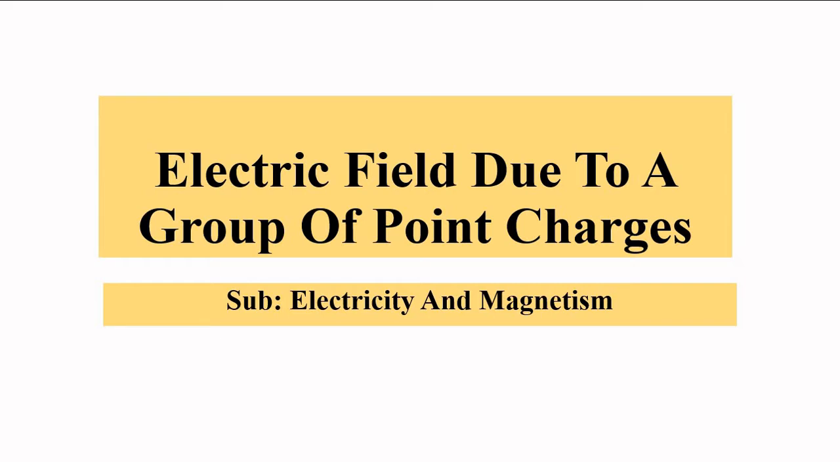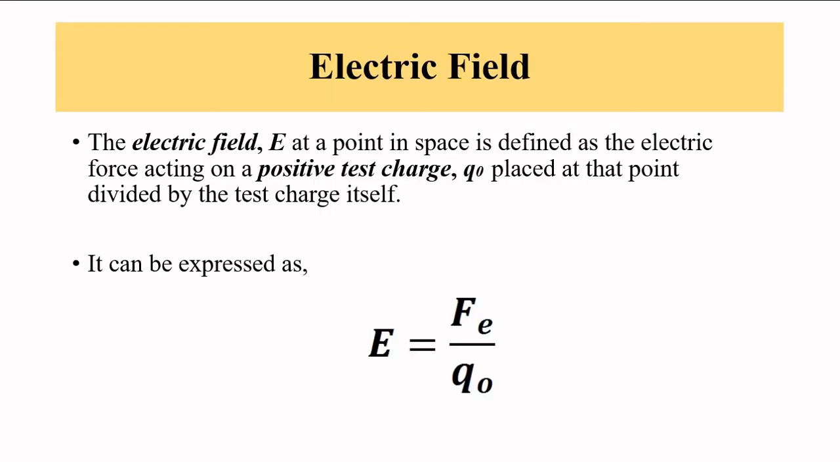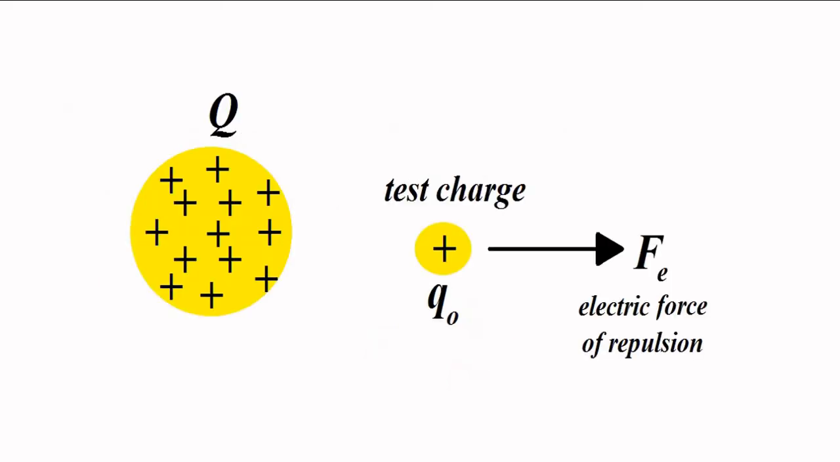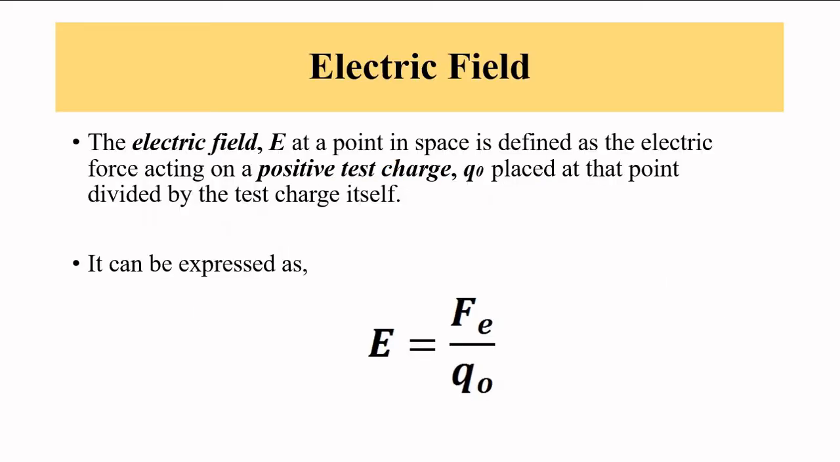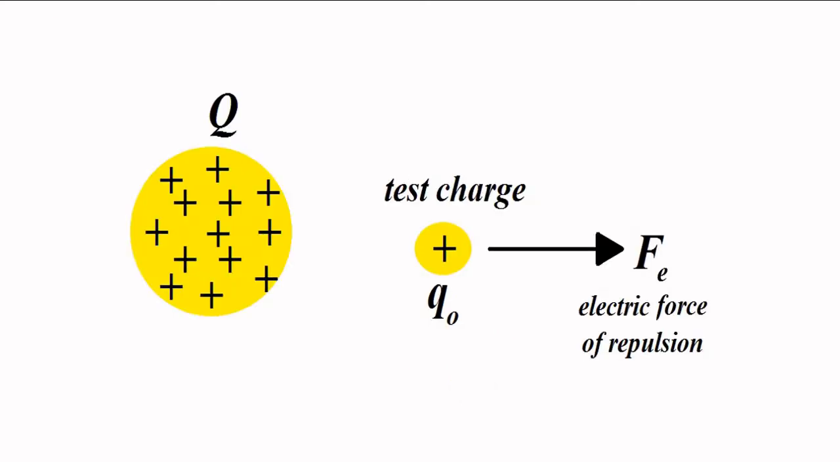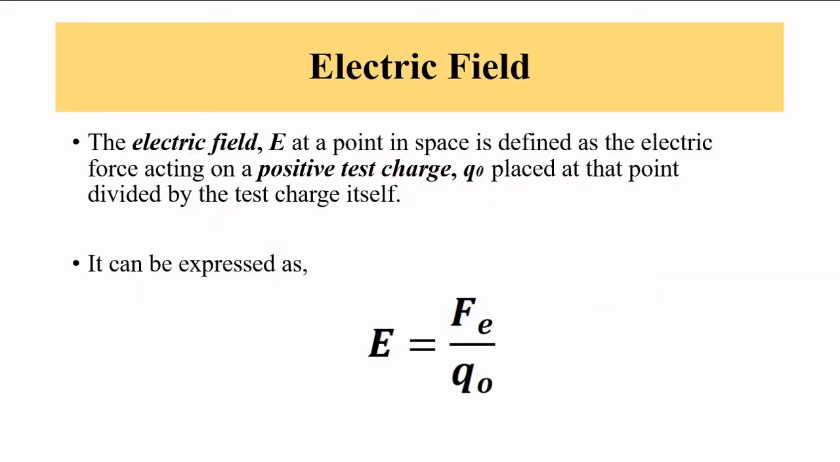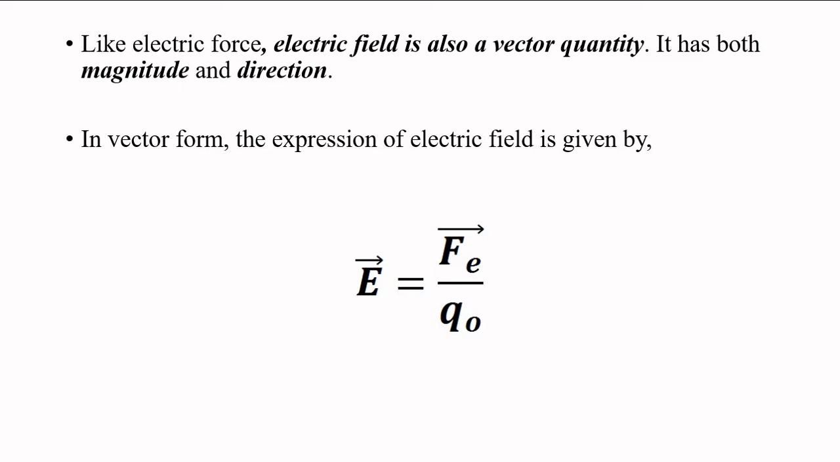Okay, so we have already discussed electric field. In this video we are going to discuss electric field due to a group of point charges. Now we all have the basic idea of electric field because of a charge. Electric field at any point in space because of a charge or charge group, in order to find it out, we have to place a test charge. The electric field is expressed as the coulombic force exerted by a single charge or a group of charges divided by the test charge. That is the basic expression of electric field. In terms of vectors, it can be expressed as this.